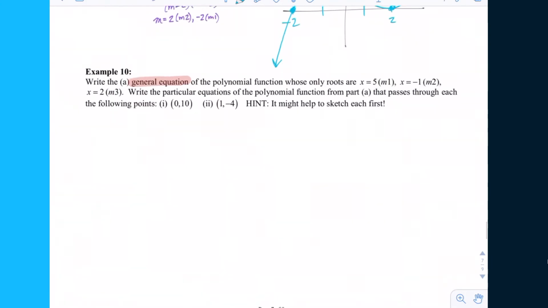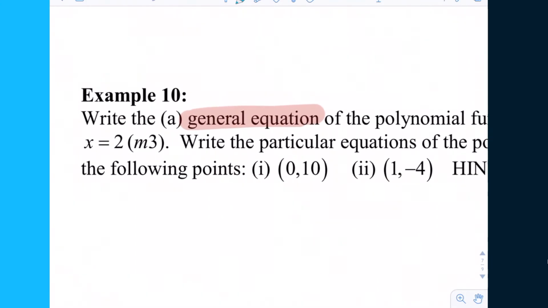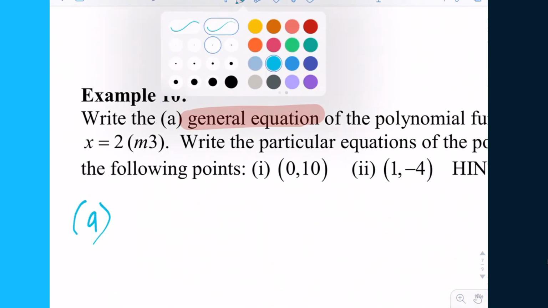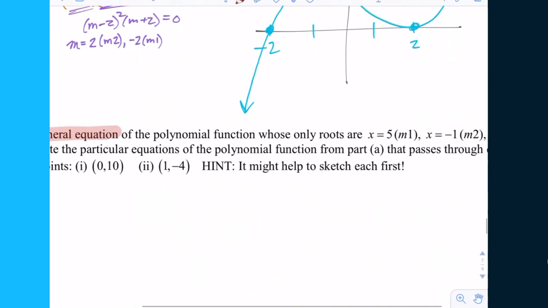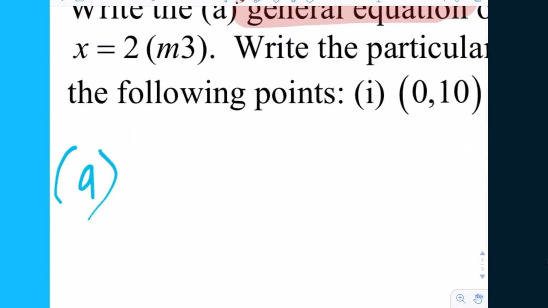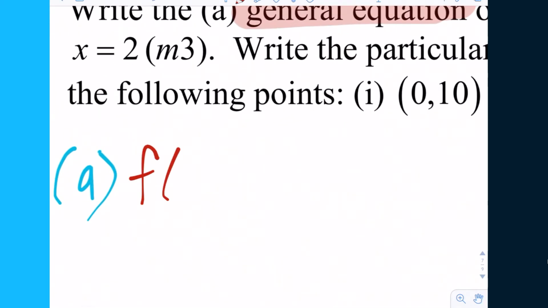So now let's move on down here and see if we can write an equation. So this is part A. We do have to give our function a name because it was not given one. So what do you want to call the function? F of x. I love it.